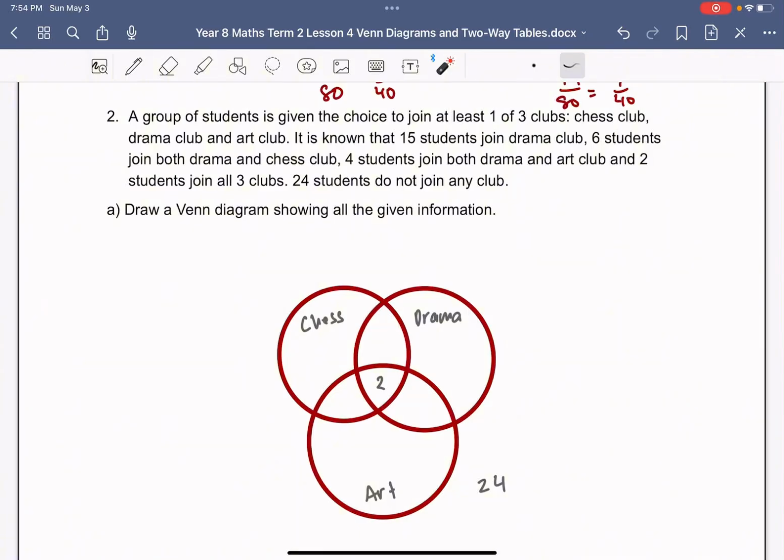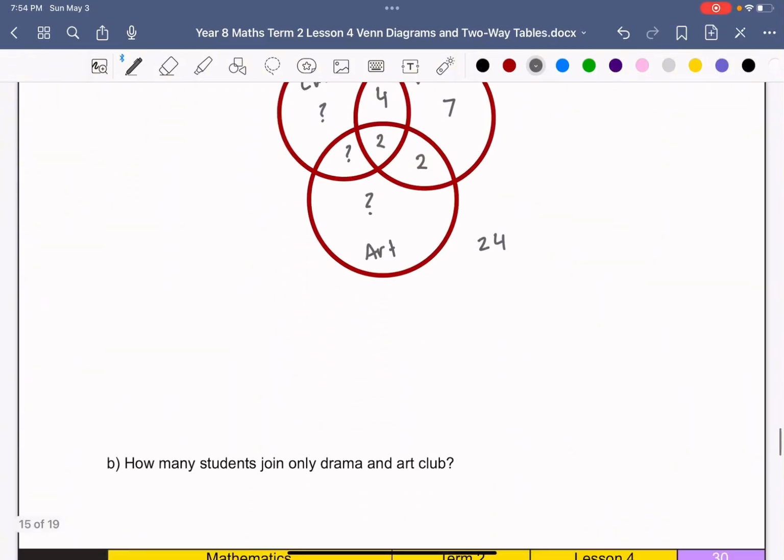Now we know that 2 students join all clubs and 24 do not join any. If 4 students joined both drama and art, then there are going to be 2 over here. Since 6 students joined both drama and chess, and I've already accounted for 2, I have 4 left up here. And I've filled in almost everything. So if I know 15 joined drama, 15 minus 4 minus 2 minus 2 gives me a total of 7. Now these 3 I cannot figure out because we need more information.